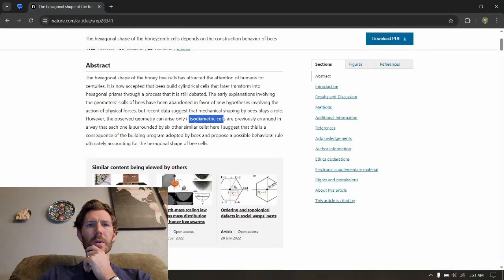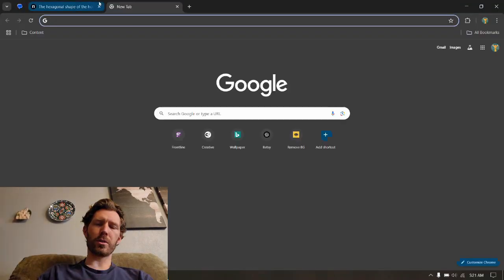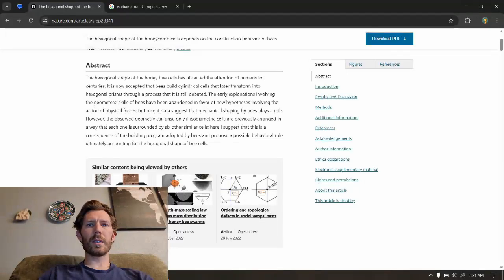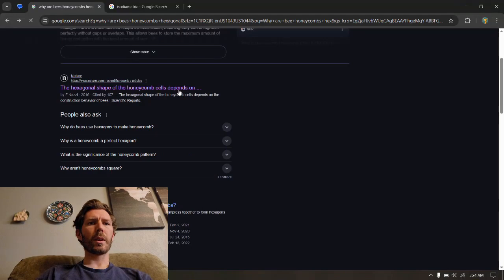Isodiametric cells? This looks like a term I should have learned in geometry. Okay, well, it looks like they are still trying to figure out exactly why the shape is hexagonal. The general explanation now is that they build cylindrical cells that turn into hexagonal prisms later in the process, but it seems like there's a lot of wiggle room in the middle there for explanations to happen. Okay, so in this abstract, he's going to talk about it in the article, which, does that not defeat the point of an abstract, sir? Okay, let's look somewhere else.